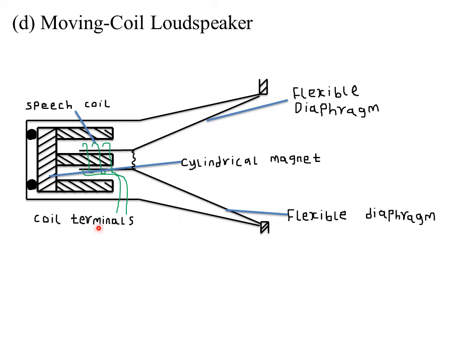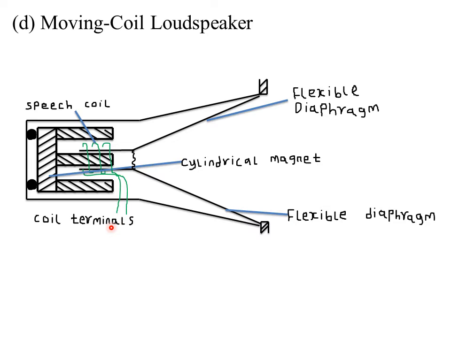So in summary, I've just said that when a person speaks through the microphone that is connected through the coil terminals, the sound waves cause the diaphragm of the microphone to vibrate. As the diaphragm of the microphone vibrates, remember a coil is also attached to the diaphragm. So as the diaphragm vibrates, it causes the coil within the microphone to also vibrate.